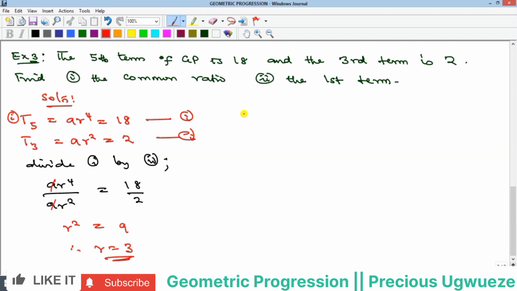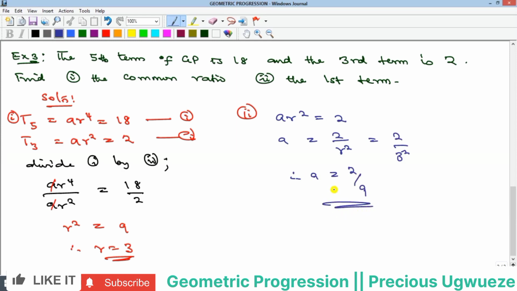And then they said we should find the first term. So you can substitute R into any of these, and I want to substitute it into equation 2. Equation 2 says that AR squared is equal to 2. And so my A alone will be 2 all over R squared, which is equal to 2 all over 3 squared. And so therefore my A is 2 over 9. And that's the solution. Okay, and this is where we're going to stop for this video.